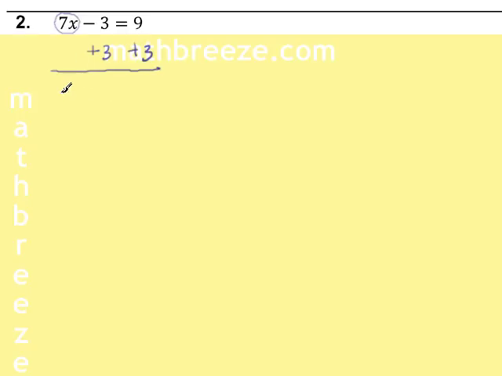And let's see, just bring down that 7x. We're adding -3 and +3, so those cancel. And 9 and 3 is 12. Okay, now the x term is isolated on the left side of the equation, but x is being multiplied by 7. We want to isolate x now, so we're going to do the opposite of multiplication. We're going to divide by 7. So the 7's cancel, and we're left with x is equal to the fraction 12 divided by 7.